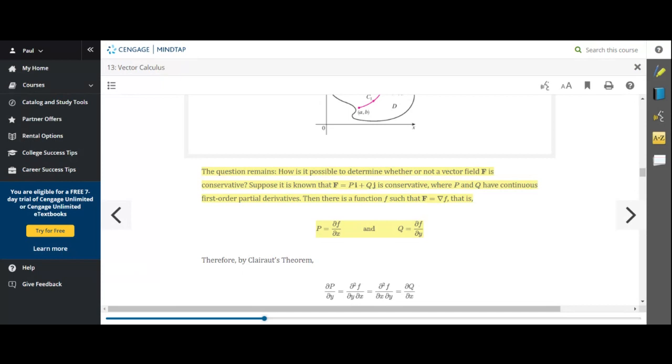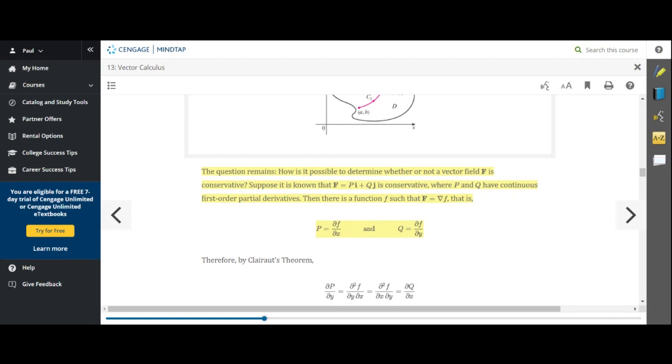Well, if a vector field is conservative, there's a condition on P and Q that we can use. So if there's a function f such that the vector field F equals the gradient of the function f, then if you equate the components, the vector field F equals P times i plus Q times j. So P has to equal the partial derivative of f with respect to x, and Q has to equal the partial derivative of f with respect to y.